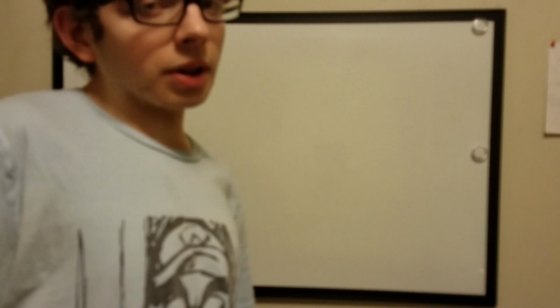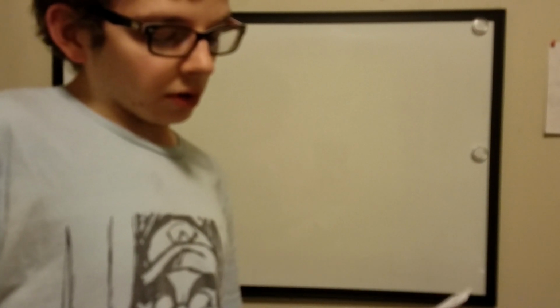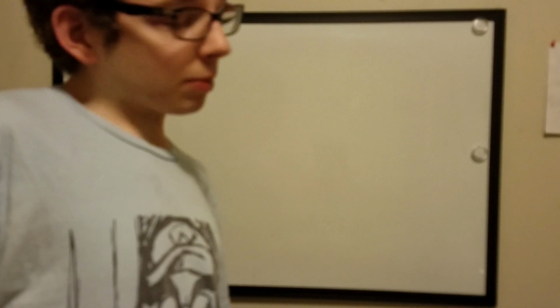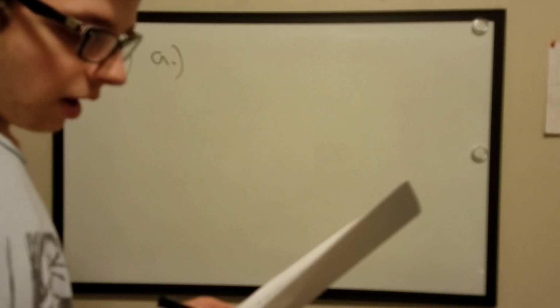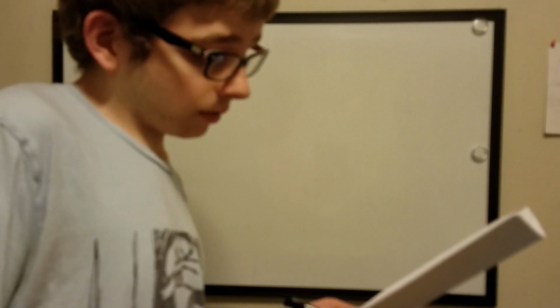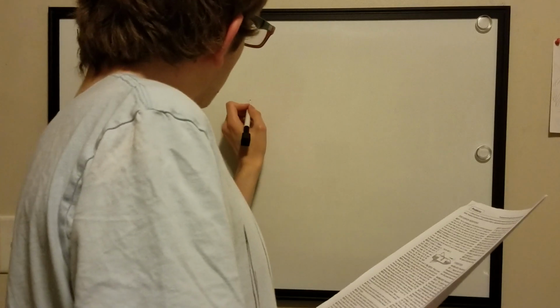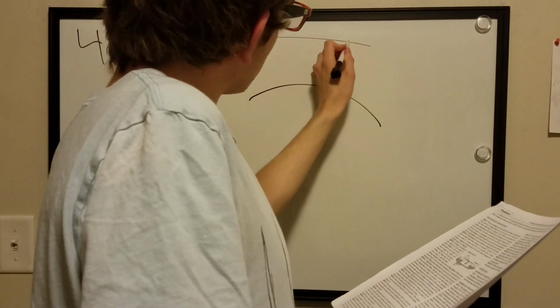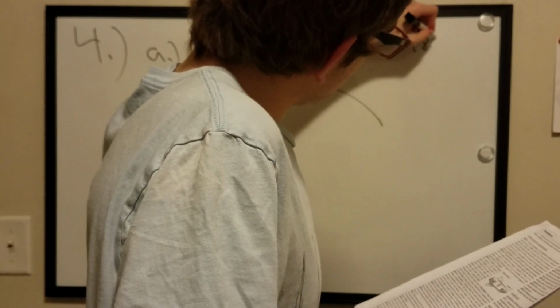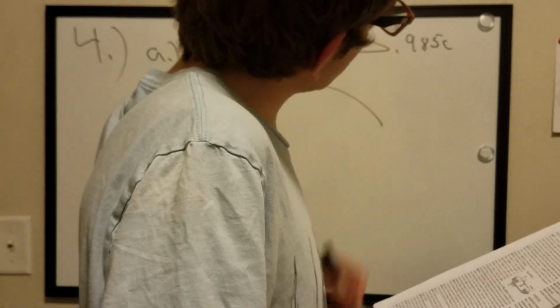Alright, I'm going to be showing the solution to problem number 4 in chapter 37. So it goes, a spaceship flies past Mars with a speed of 0.985 c relative to the surface of the planet. So I have the Martian surface, and the spaceship just flies overhead at that speed, which is 0.985 times the speed of light.